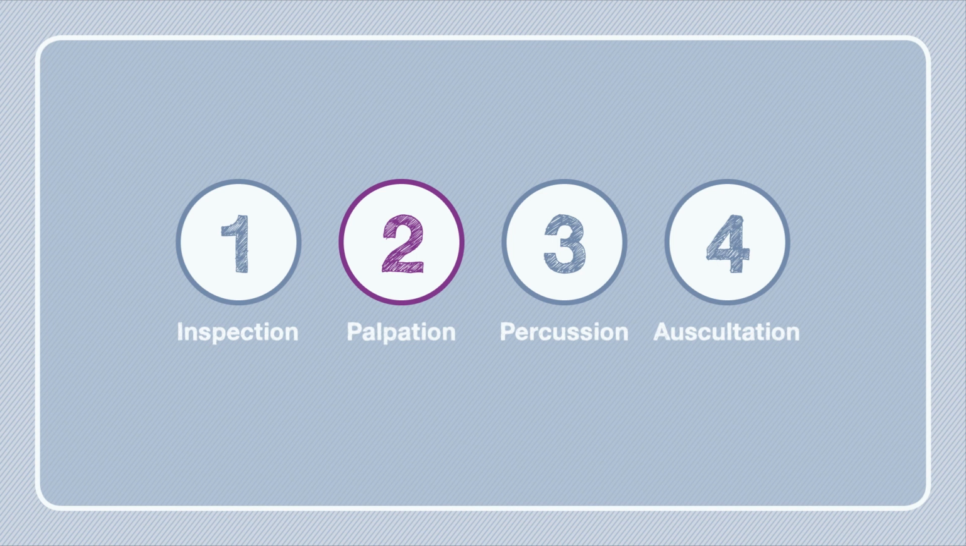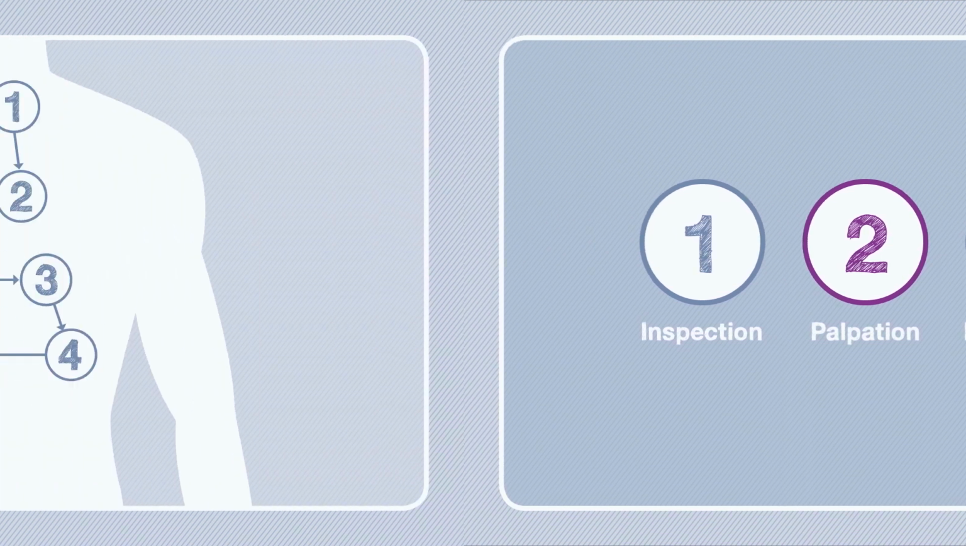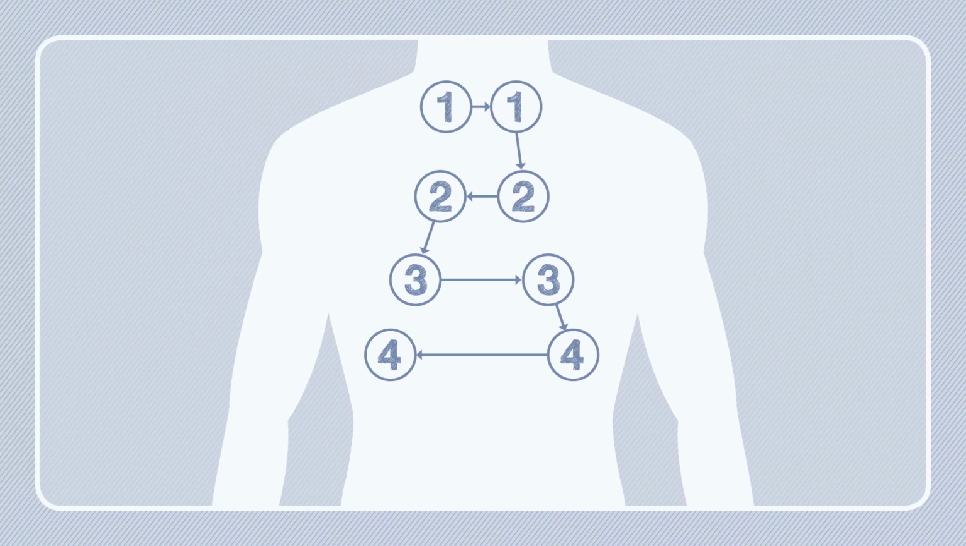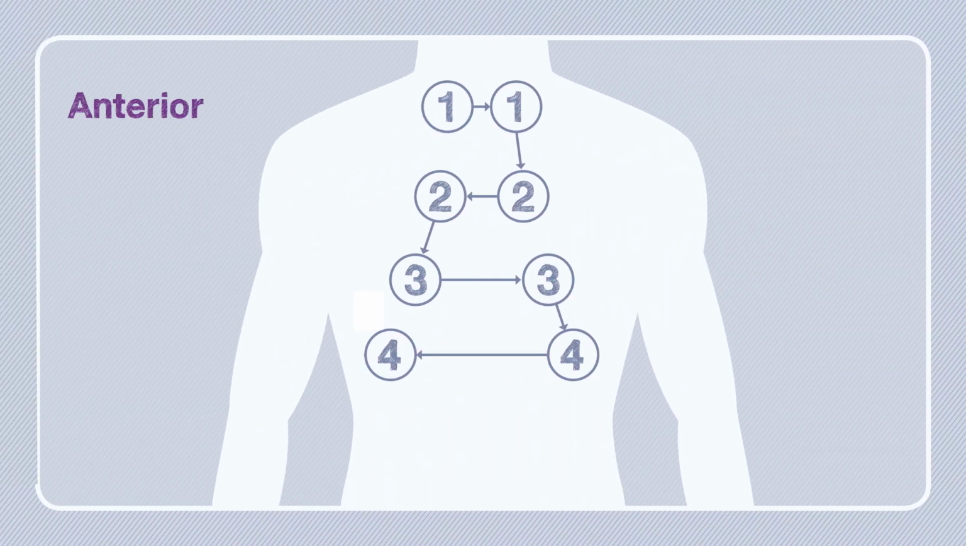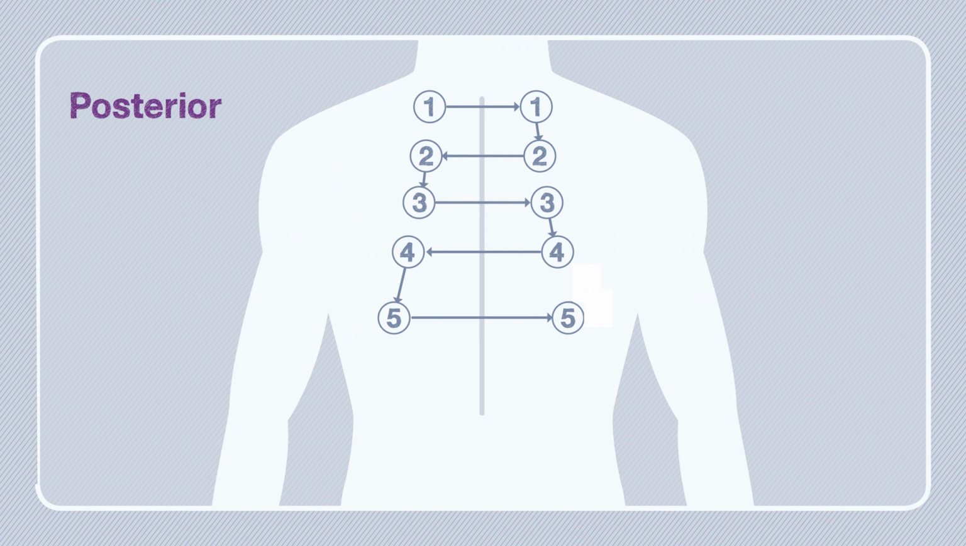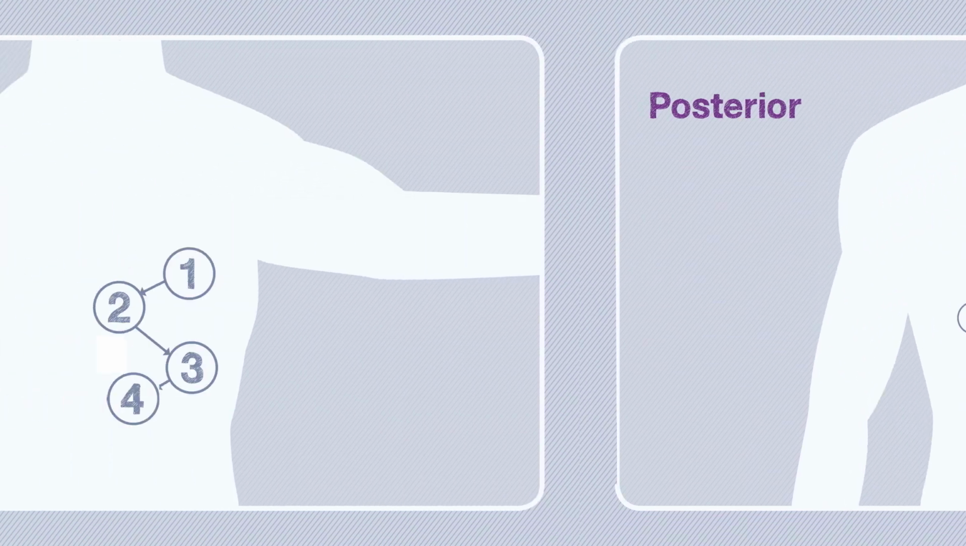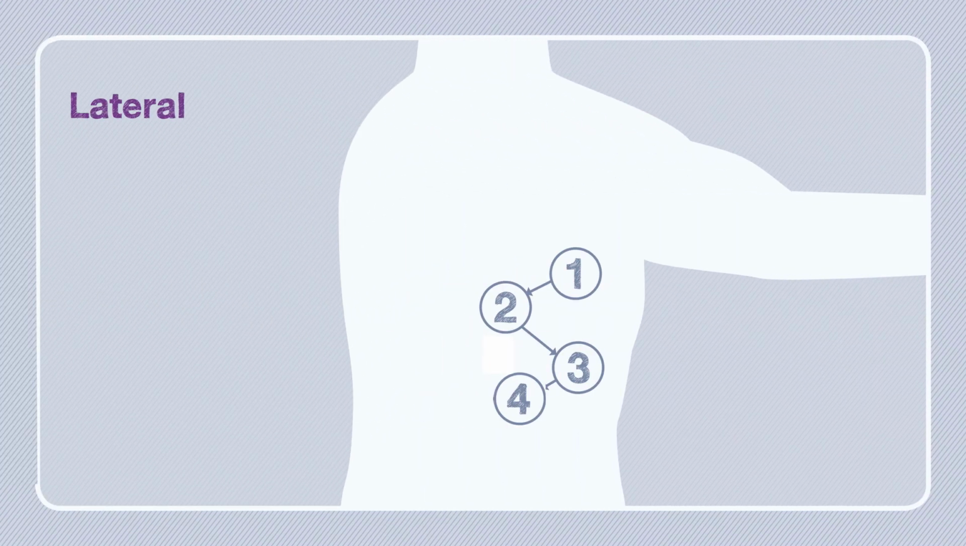Stage 2. Palpation. Remember to conduct each stage of the assessment in a systematic sequence to ensure all lung areas are assessed. Progress in a zigzag motion, from side to side and from top to bottom. Be sure to assess the anterior, the posterior, and the lateral chest wall.